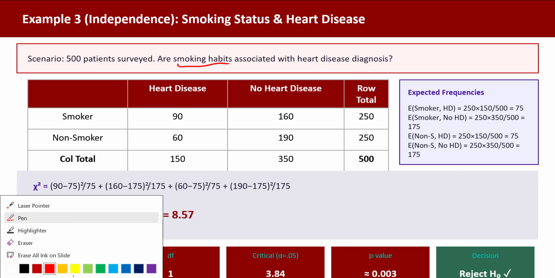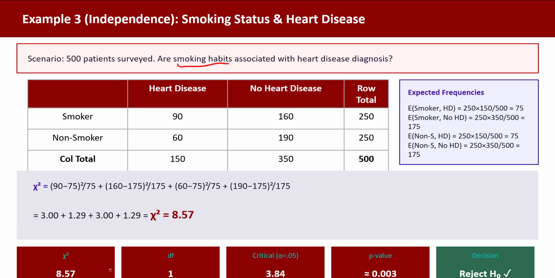Let's see if that's the case. Okay. So first of all, we get all these observed frequencies on this table. The first one is 90, 160, 60, 190. So we get a row total, column total. Now this is the observed frequency. The expected frequency is going to be 250 row total times column total 150 divided by grand total 500, and then you simplify, you get 75. This is the first expected frequency.